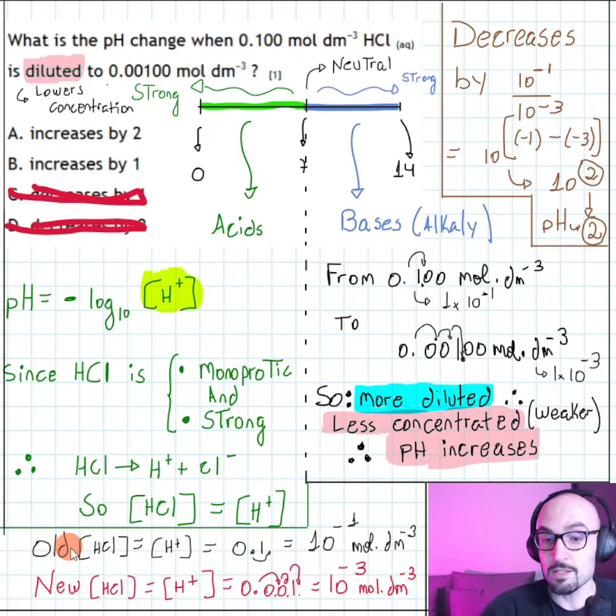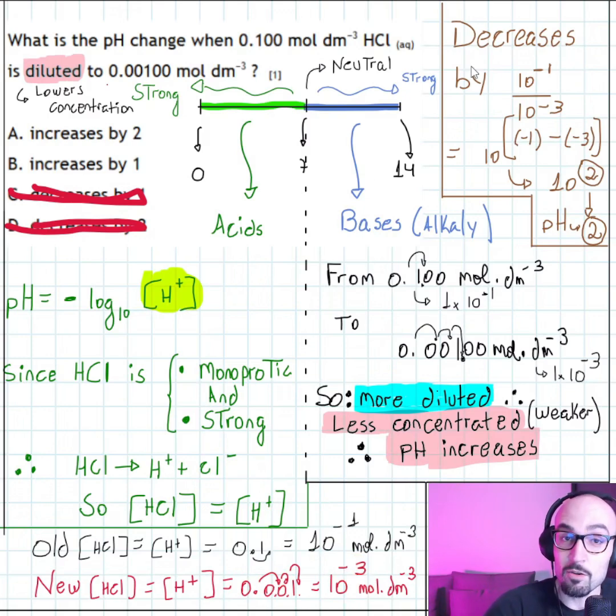The old concentration of HCl, which is equal to the old concentration of H+, was 0.1. That is equal to 10 to the negative 1 moles per liter. And the new concentration of HCl, and hence the new concentration of H+, is 0.001, which is 10 to the negative 3.